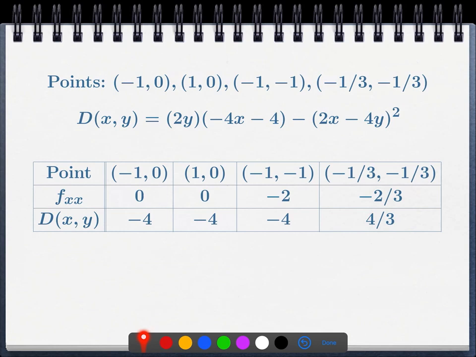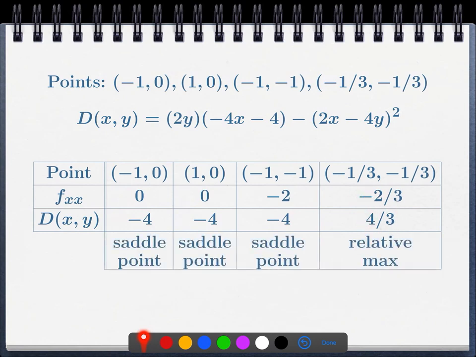And so these will be saddle points because d is negative. D is positive means that it's a local max or a local min. And since f sub xx is negative, it's concave down in the x direction, so this will be a local max. So a relative max occurs at minus 1/3, minus 1/3, and saddle points occur at these points: minus 1, 0; 1, 0; and minus 1, minus 1. And so that finishes this problem.